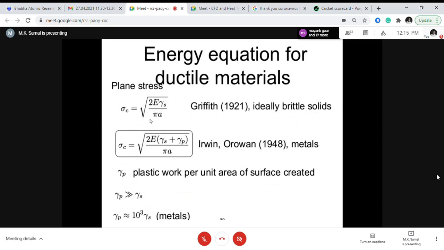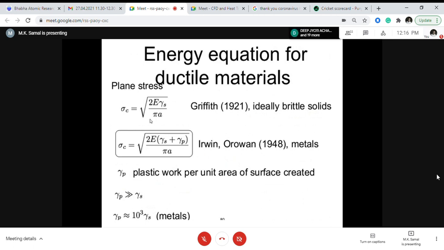Fracture toughness will become low because, if plastic deformation occurs, it will increase the fracture toughness, because that is another sink, another mode of taking the energy. So if that mode is suppressed, when the plastic deformation is suppressed, then fracture toughness will be less. That's why plane strain fracture toughness is always less than the plane stress condition.